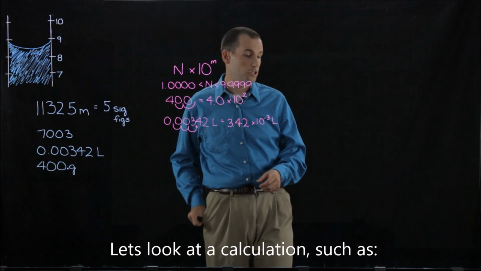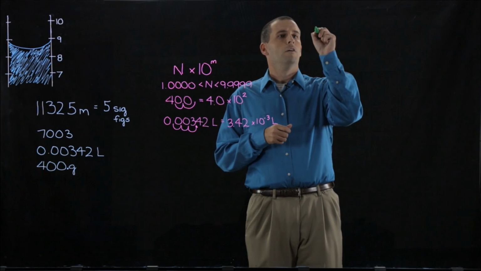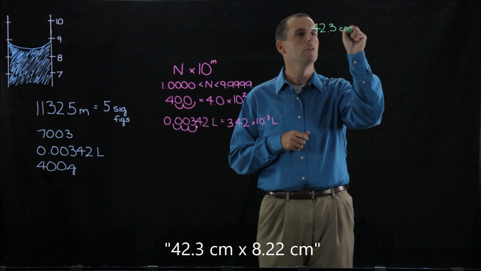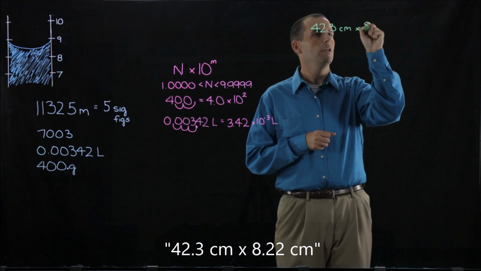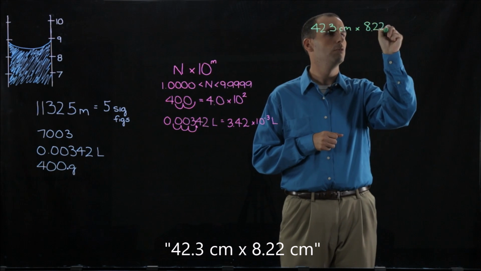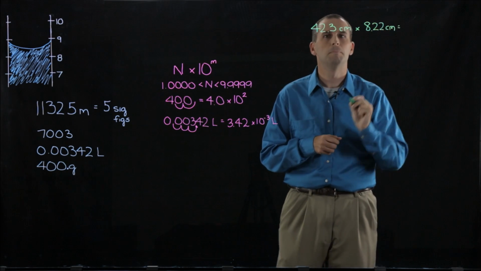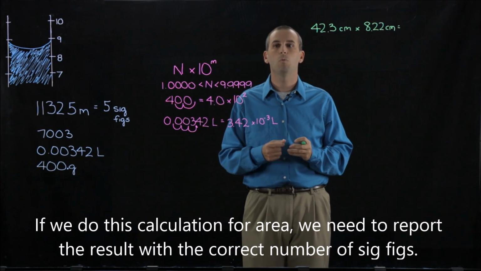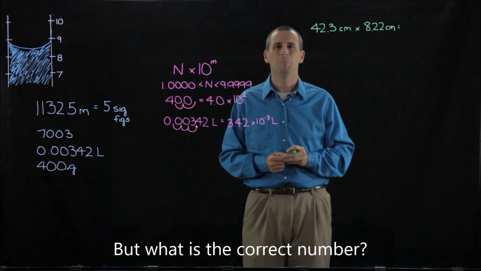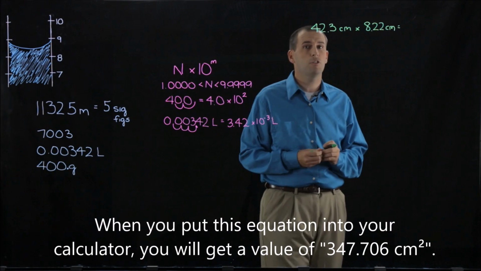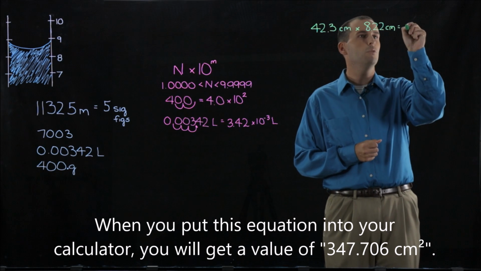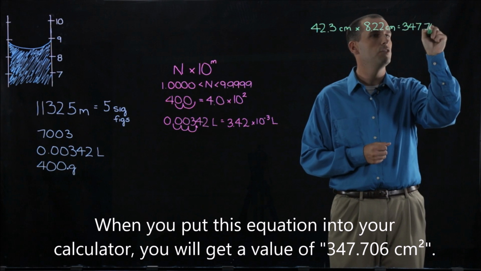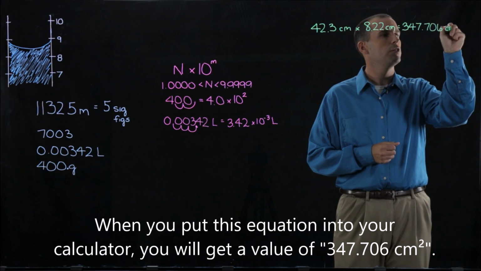Let's look at the calculations such as 42.3 centimeters times 8.22 centimeters. If we do this calculation for area, we need to report the result with the correct number of sig figs. But what's the correct number? When you put this equation into your calculator, you will get a value of 347.706 centimeters squared.